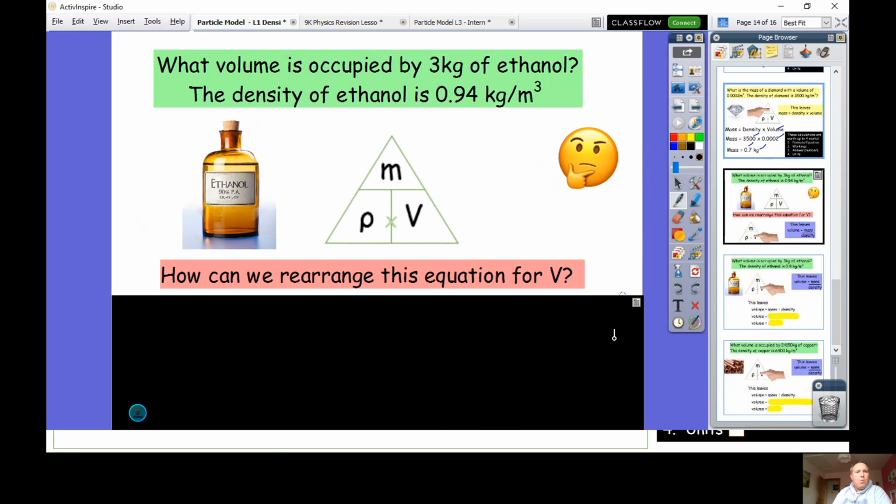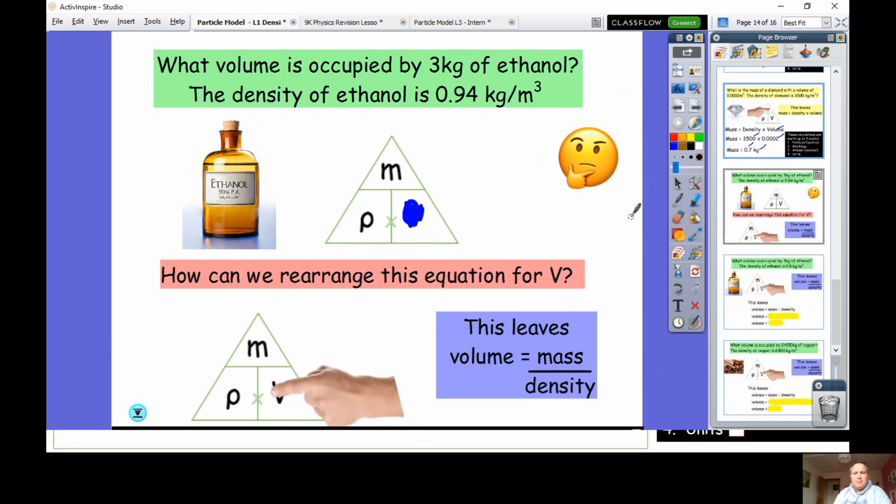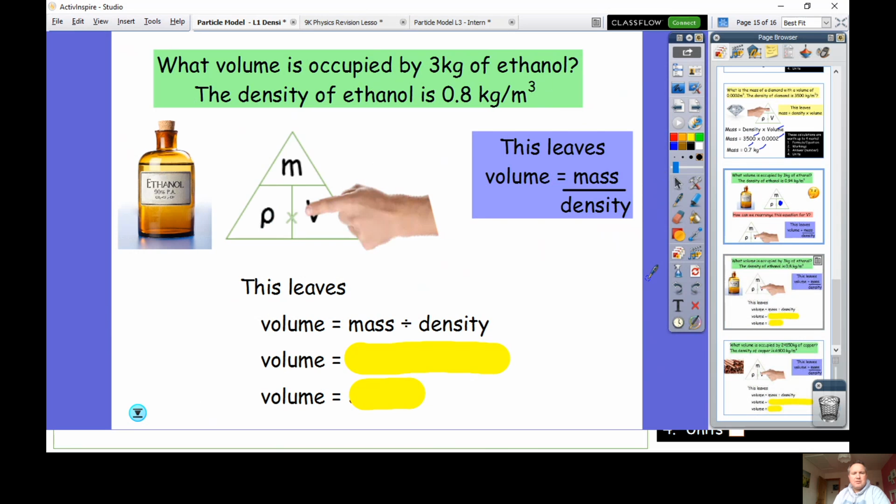Next one. What volume is occupied by 3 kilograms of ethanol? Volume is mass divided by density. Volume equals mass divided by density. So we write out our sum. Volume equals mass divided by density. Tick. The volume, 3, divided by the density, 0.8, gives me a volume of 3.75. 1, 2, 3, and 4 meters cubed for the volume.